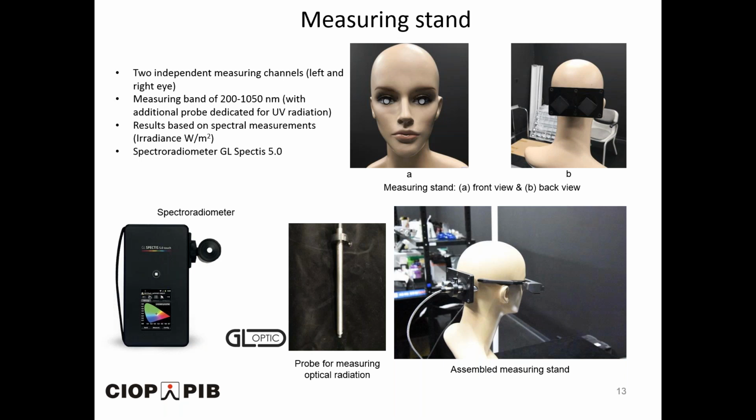We were using the spectroradiometer. The results were based on the spectral measurements, and we were measuring the irradiance. The spectroradiometer was GL Spectis 50. It's produced by GL Optic, the company we are working with. We have a wider band than we actually needed for this study. We can measure the band from 200 to 1050 nanometers. So with some additional probes, we can also detect the UV radiation in case it's needed.